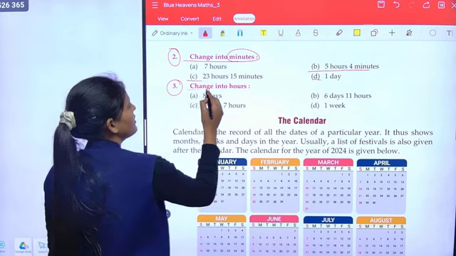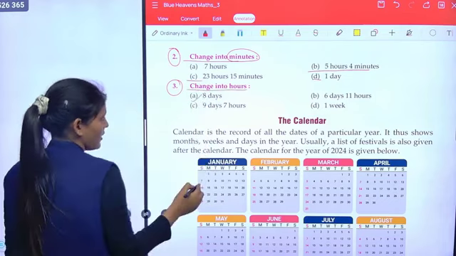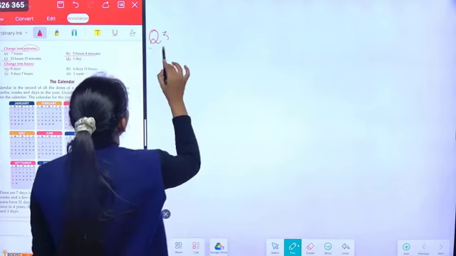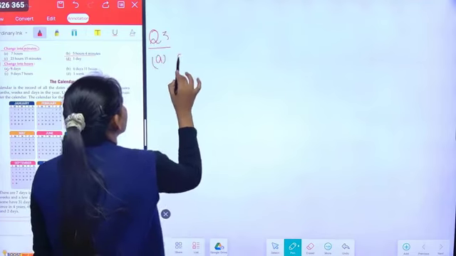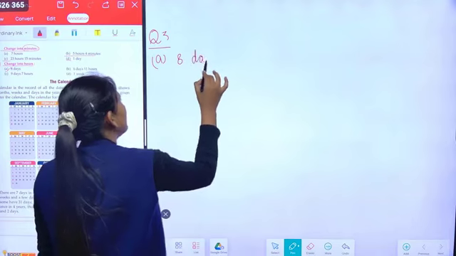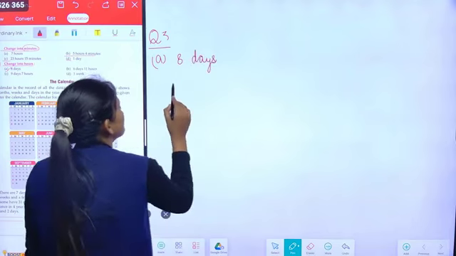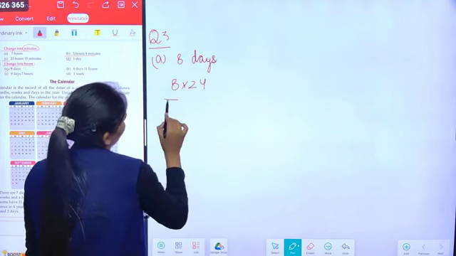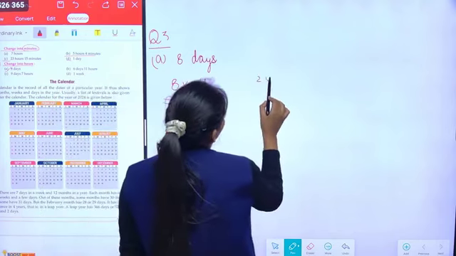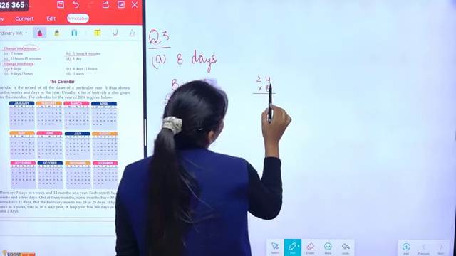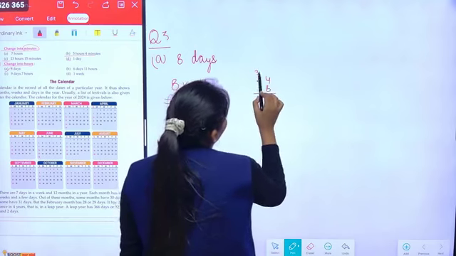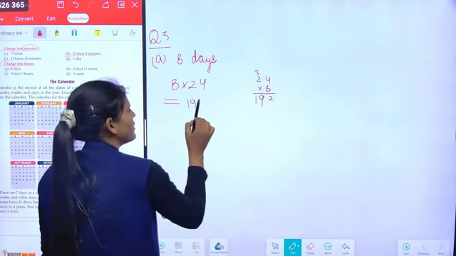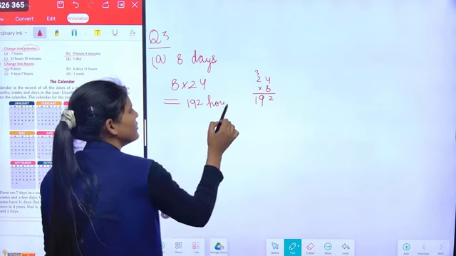Now question number 3, change into hours. A, 8 days into hours. So 8 into 24, 24 multiplied by 8. 8 fours are 32, carry 3. 8 twos are 16, plus 3 is 19. So 192 hours.